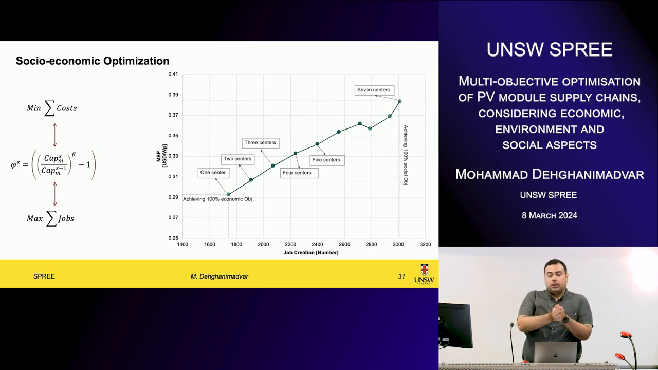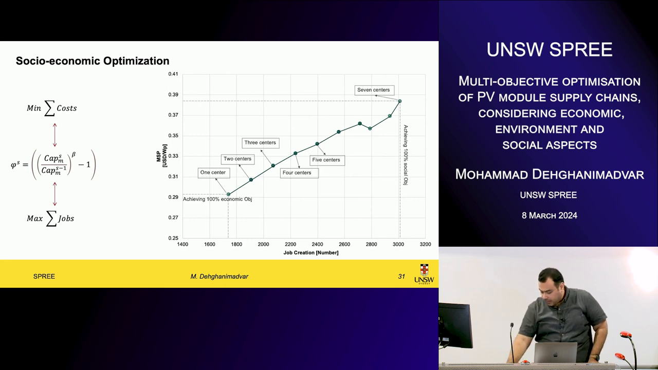And what happens if we want to have other centers at the very end, and we create lots of jobs? 7 centers, but see what happens to the cost and how many jobs we can create. Again, any point here can be your answer. And these are the Pareto optimal points, Pareto optimal sets. It is your preference or the government's preference to support jobs or minimize the cost.